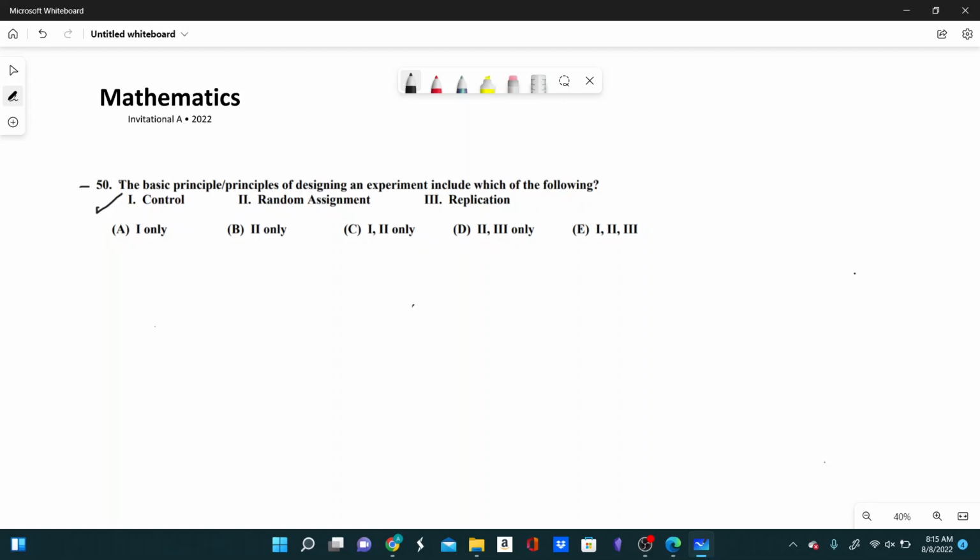It would seem like those plants grew way better, and in fact, it would seem that way even if the new fertilizer didn't really have an effect. So the random assignment is the best way of making sure that variation like that doesn't happen. So that is going to be one that we want. Random assignment is one of the basic principles.